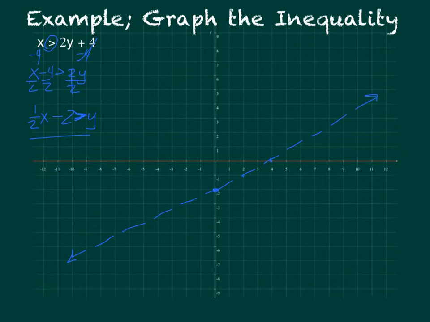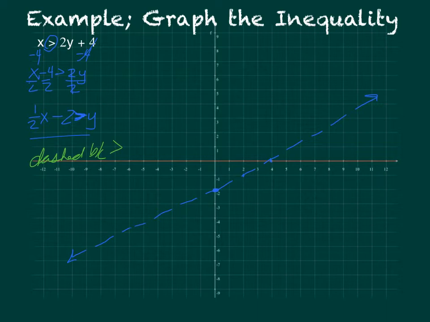be a greater than or a less than sign. So we know that it is dashed, because it is greater than, not or equal to. Now I need to figure out where to shade.